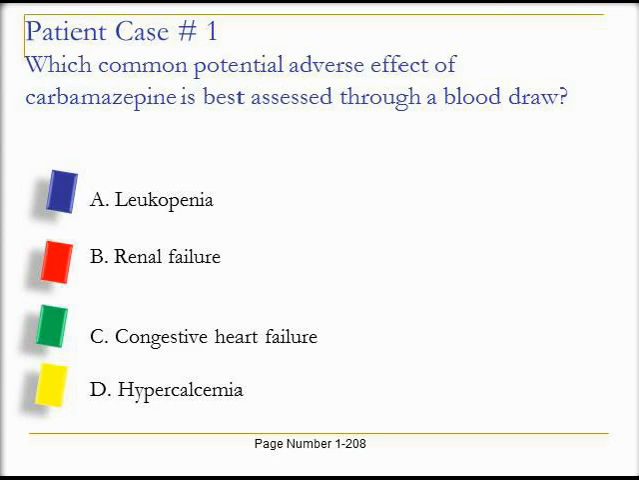Which common potential adverse effect of carbamazepine is best assessed through a blood draw? Is it leukopenia? That'd be blue. Renal failure? Red. Green is congestive heart failure. Or D, yellow is hypercalcemia. And I'm seeing a sea of blue. Very good. Good warm-up question, right?